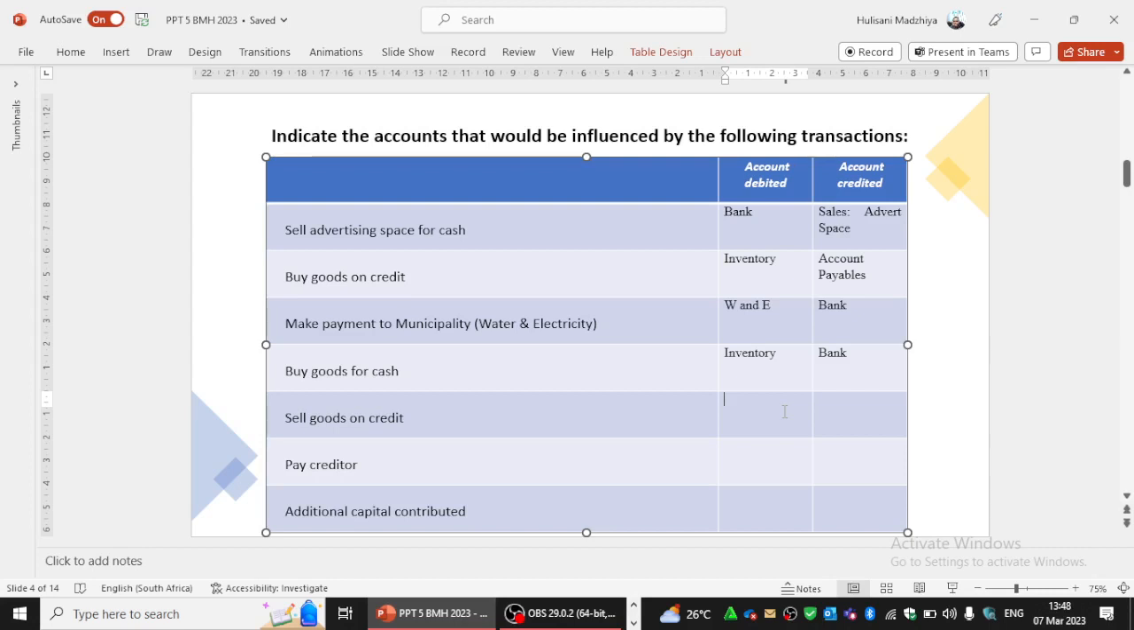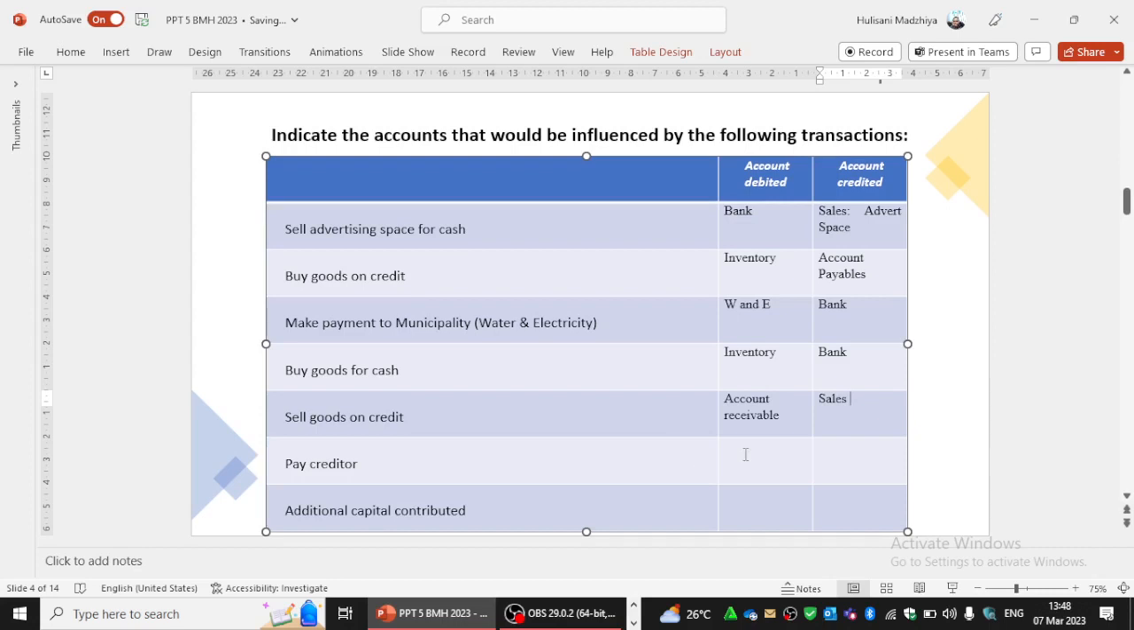So we're going to debit account receivables. And then the other account that will be credited will be sales, as our sales is going up because we are selling goods.